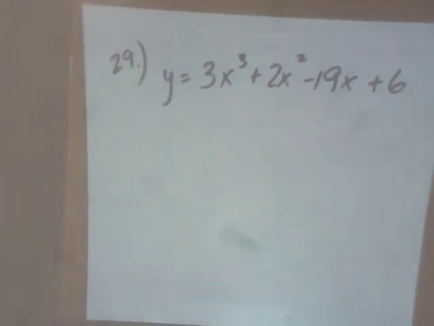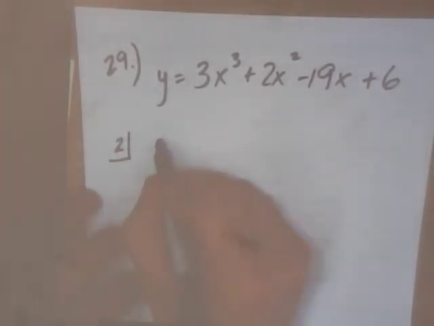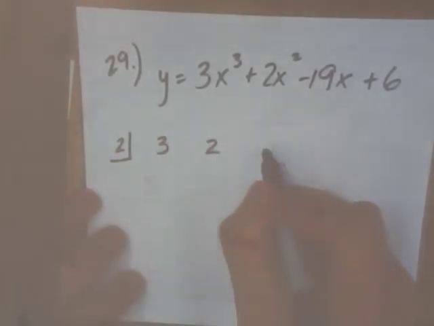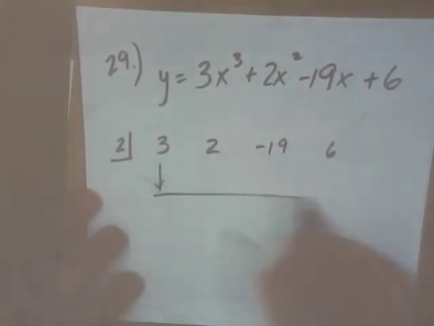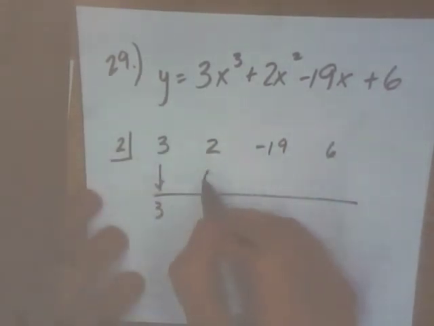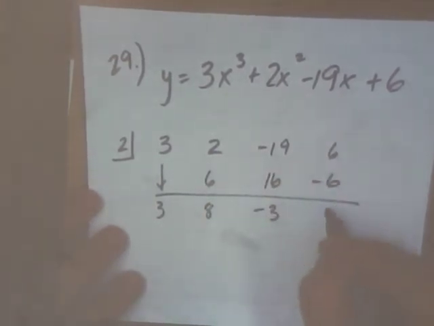All right, we can't factor it. Can't use a calculator. So synthetic division. 1 won't work. -1 won't work. Let's try 2. Three, 6, 8, 16, -3, -6.